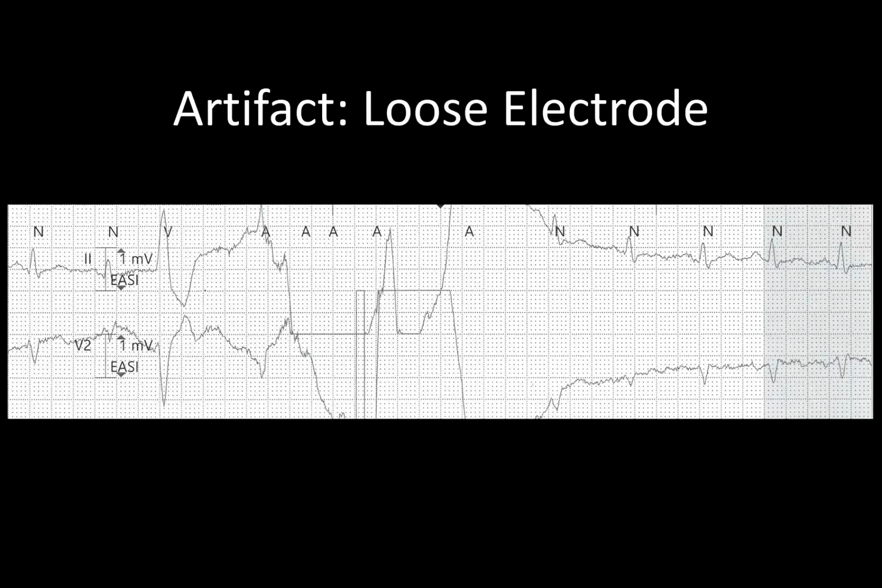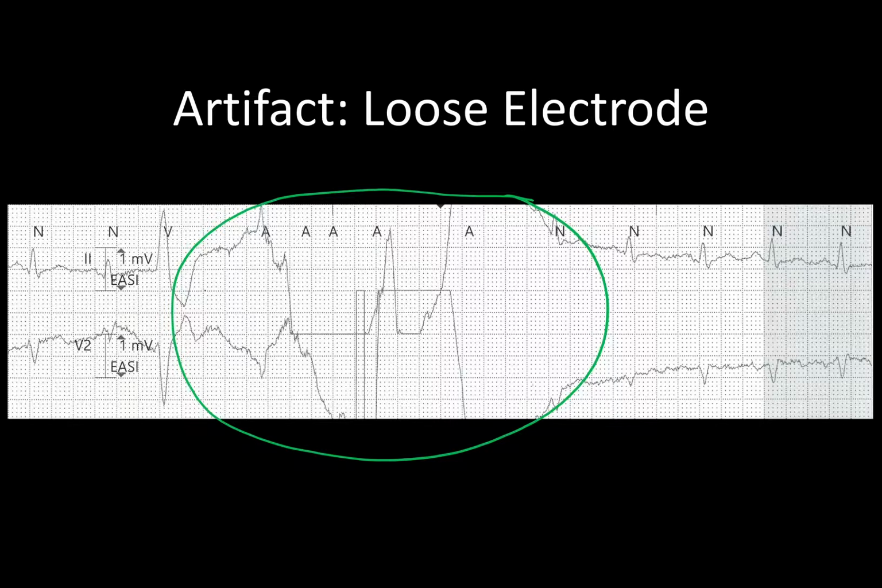So this is a pretty classic loose electrode strip. No one can do their job well with poor information, and this mess right through here really looks like one or more leads is barely even touching the patient, and it swings wildly loose. So you have to lay eyes on the patient. You have to check your leads.